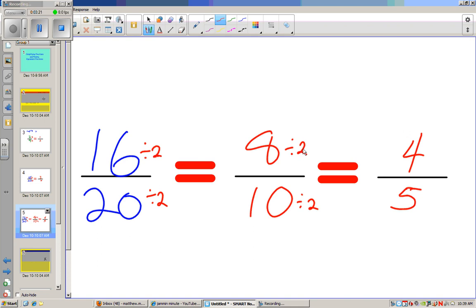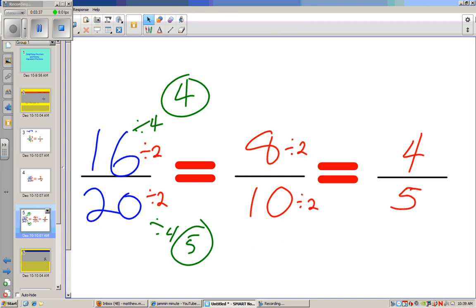So 16/20 equals 4/5. Another way that we could have gone with that is just to divide by 4 right off the bat. 16 divided by 4 is 4, and 20 divided by 4 would have been 5. And so we would have gotten that same answer. So that's as simple as simplifying.